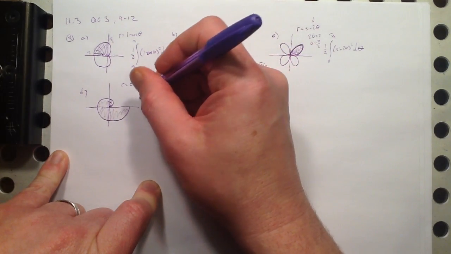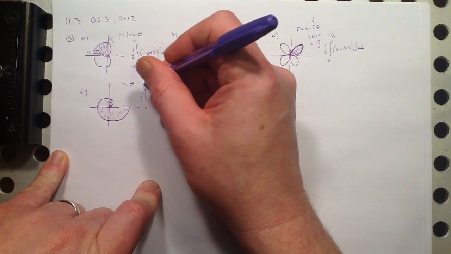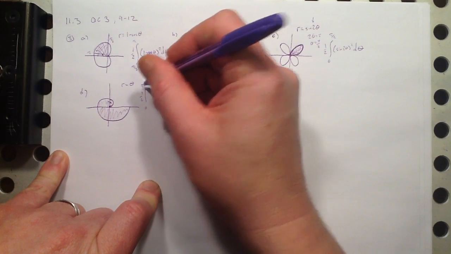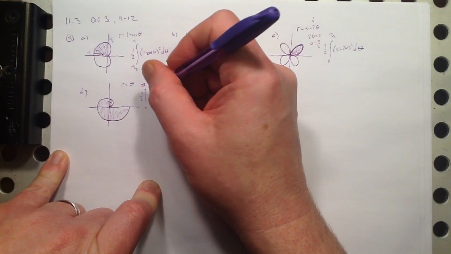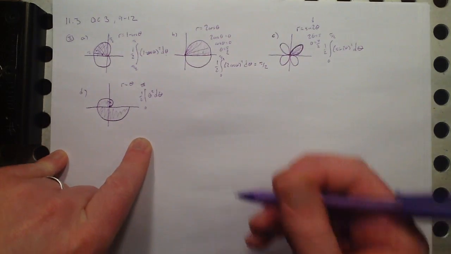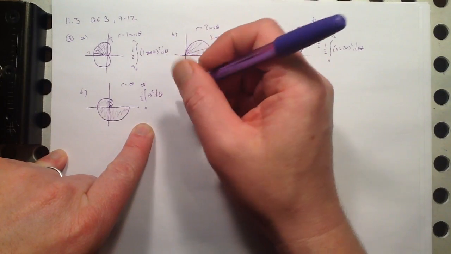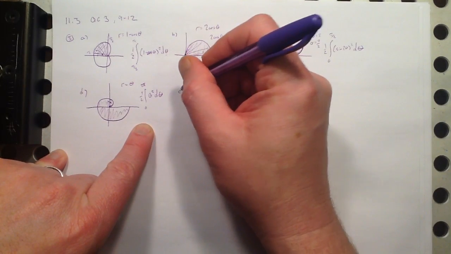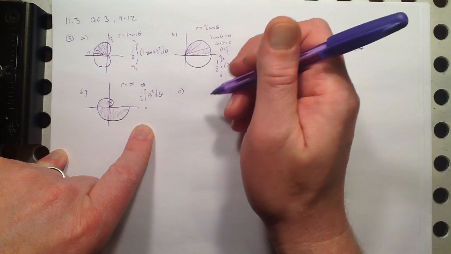So that's going to be 1/2 integral from 0 to 2 pi of r squared d theta. That would be very easy to evaluate. But we're not going to do it, because they're just asking us to set them up.